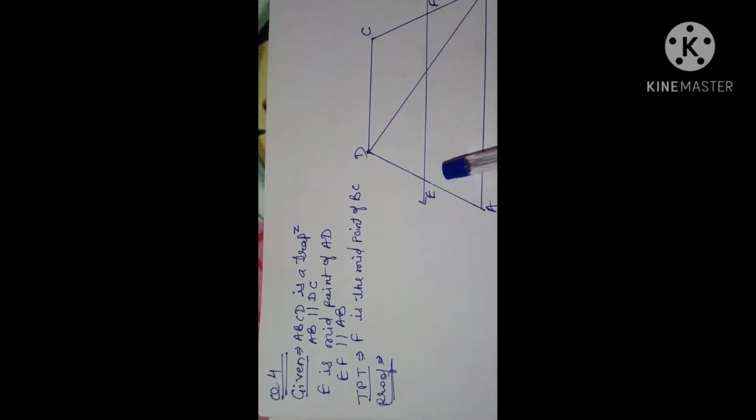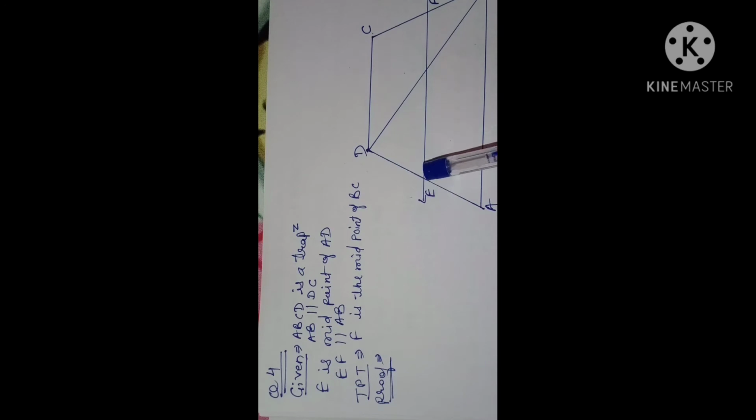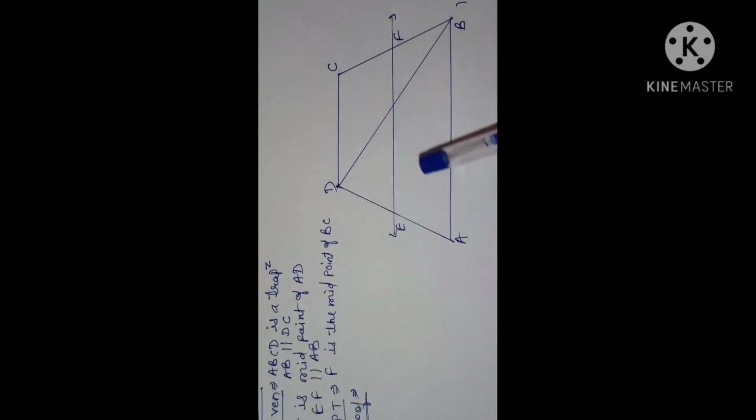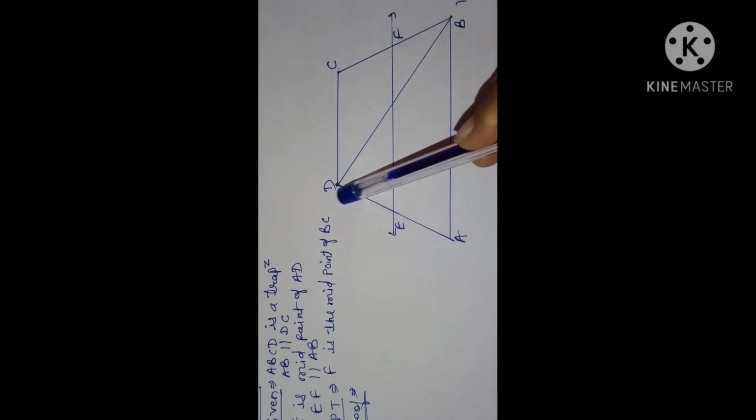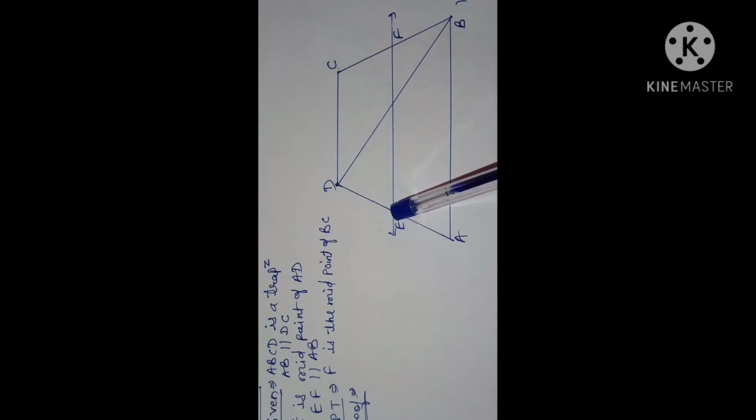According to the converse of the midpoint theorem, if a line is drawn through the midpoint of any one side of a triangle parallel to another side, it will bisect the third side. That is the midpoint theorem converse. Suppose this is a triangle and E is its midpoint, and this line and this line are parallel, then we can say the point here will be the midpoint of BD.